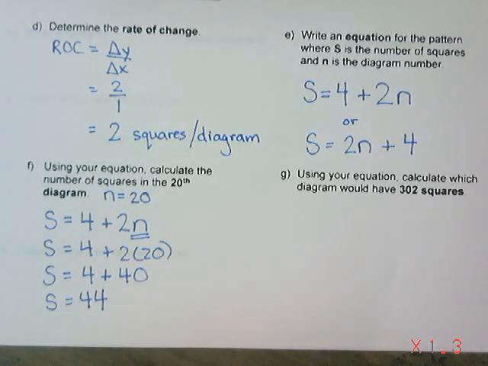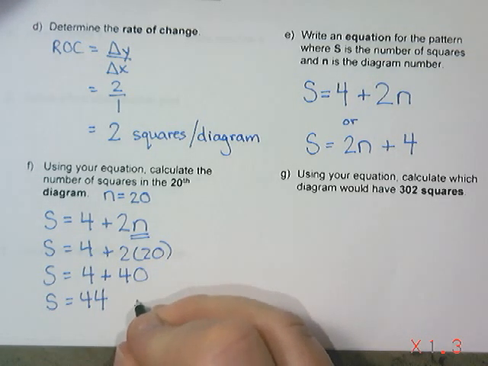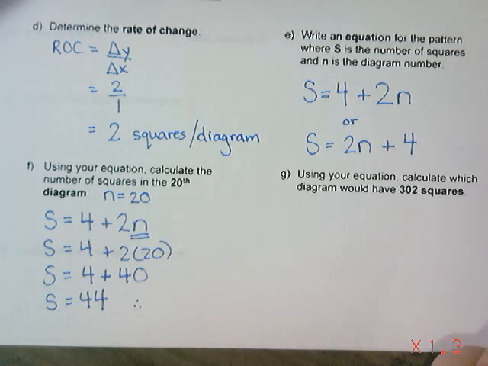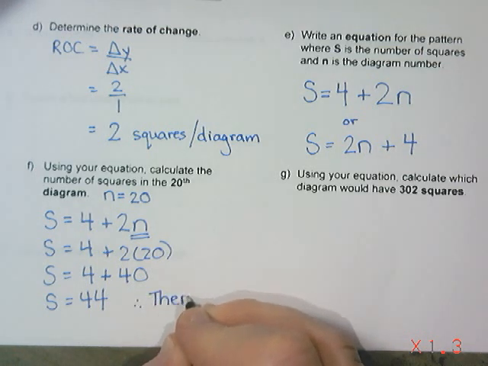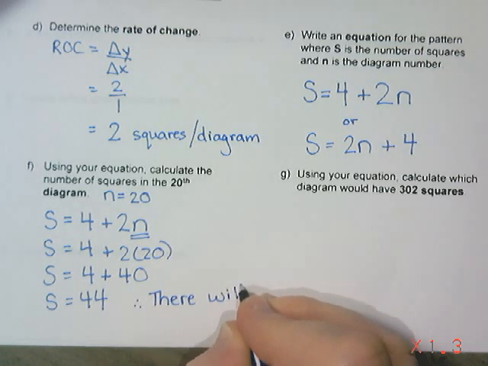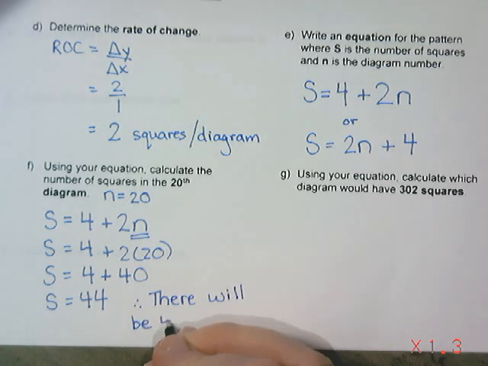Just need to finish that off with a little sentence that says, therefore, so calculate the number of squares in the 20th diagram. I'm going to say there will be 44 squares.